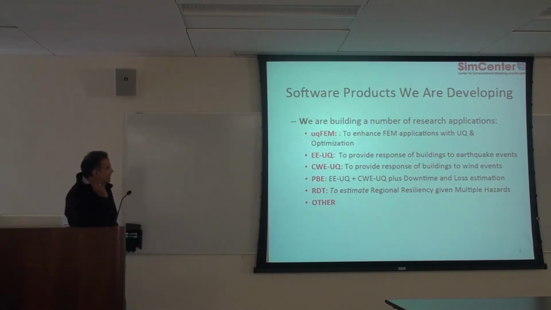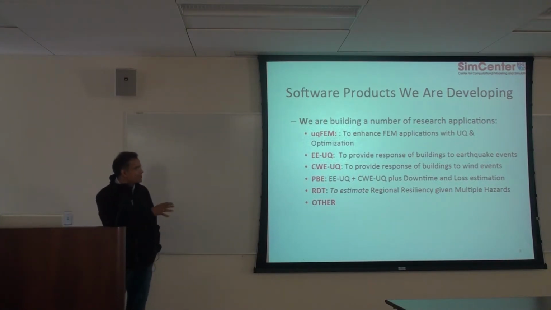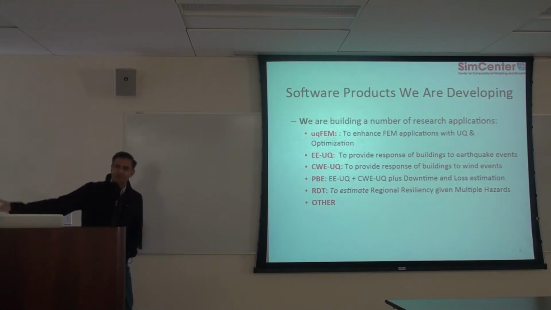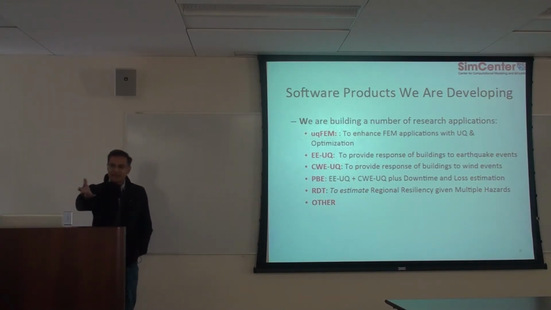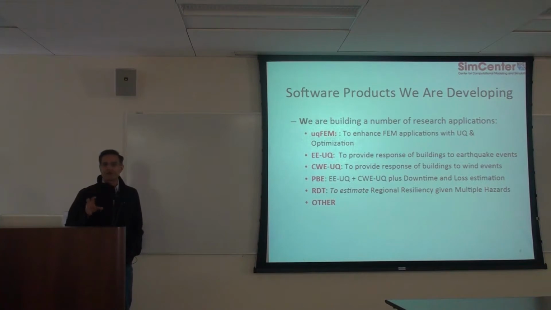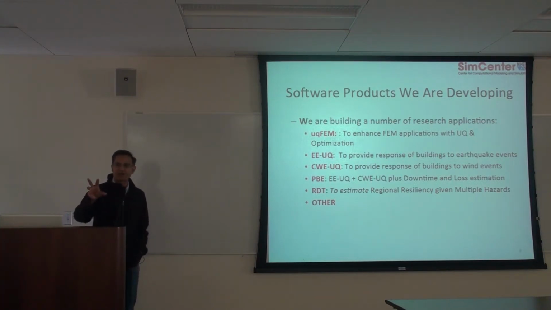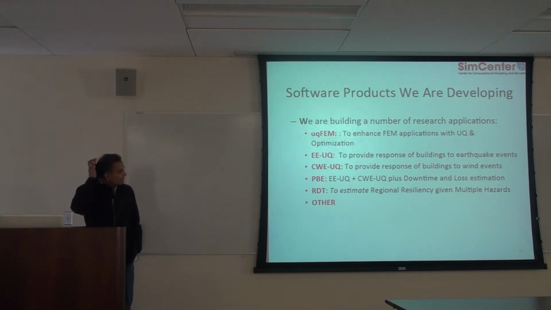There's an earthquake engineering UQ tool that's to provide response of buildings to earthquake events. It grabs ground motions for you, collections of ground motions, I guess from PEER NGA and other types of things like that. Eventually, it also has a plugin, so at some point if you want to put your own ground motion model in, you can do that. So you don't have to use downloaded records.